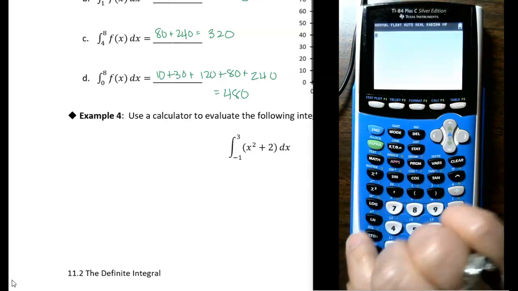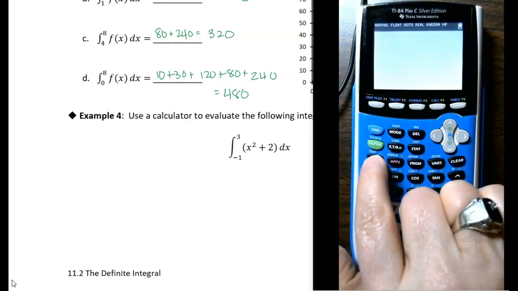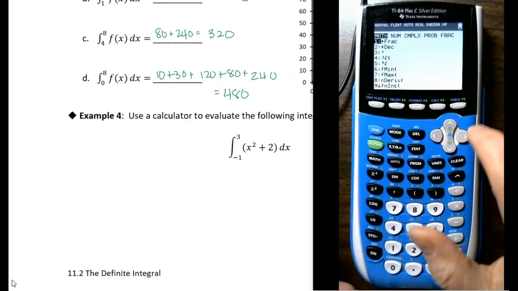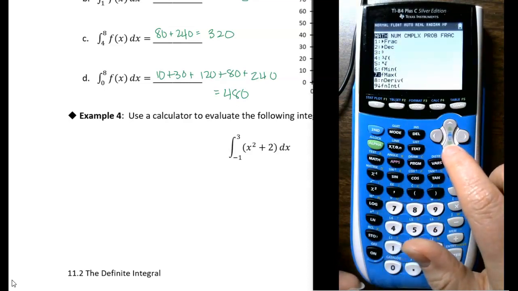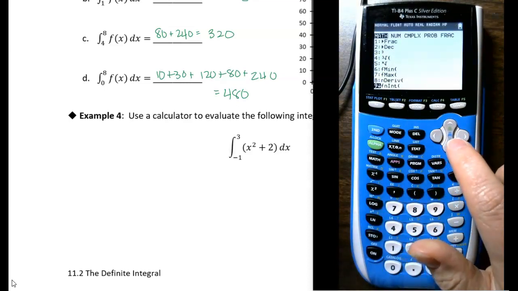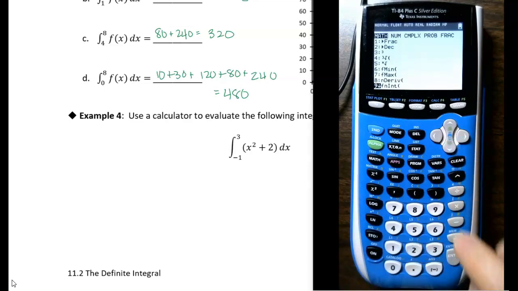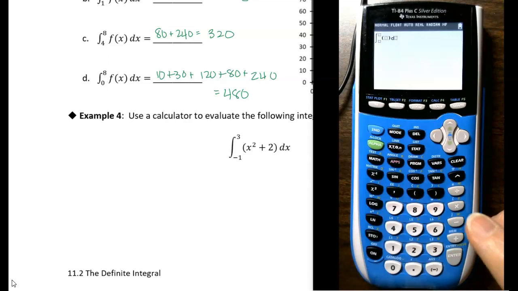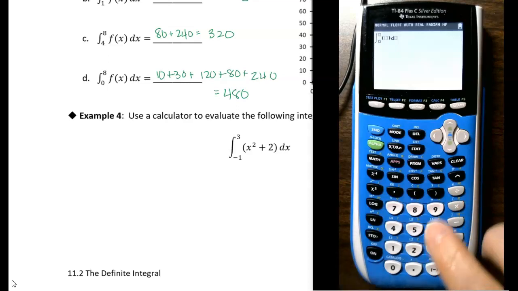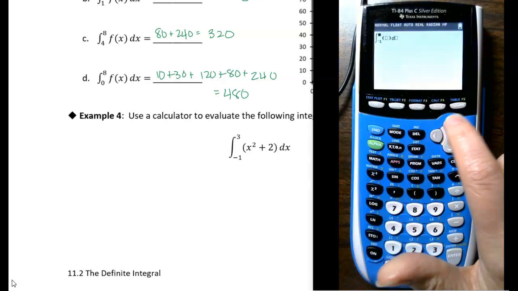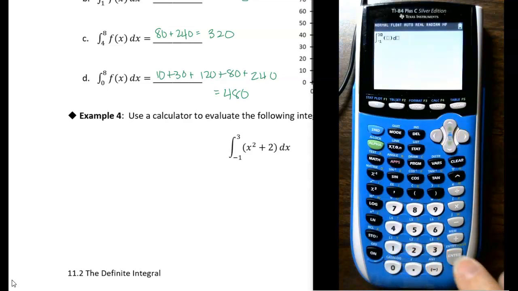All right, so I'm going to go to this math key. I'm going to hit math, and then I'm going to scroll down to where it says f int, function integrate. All right, and I'm just going to hit enter. And look at that. It gives me the nice little integral. So I can just type in the integral that I want. So I want to go from -1. And then I'll go up here. I want to go to 3.